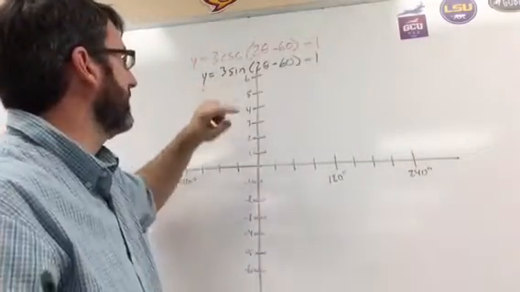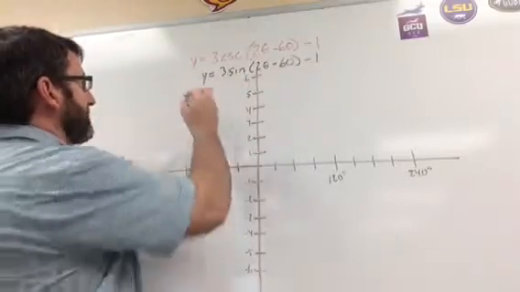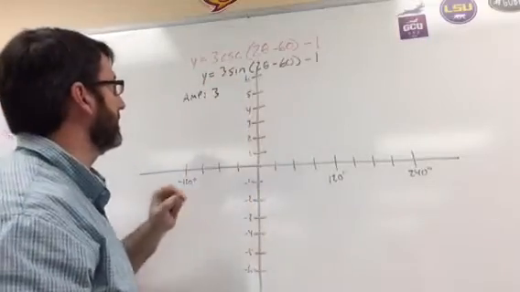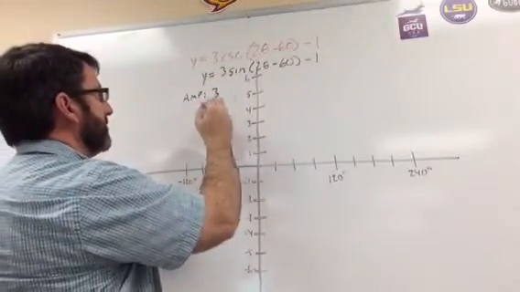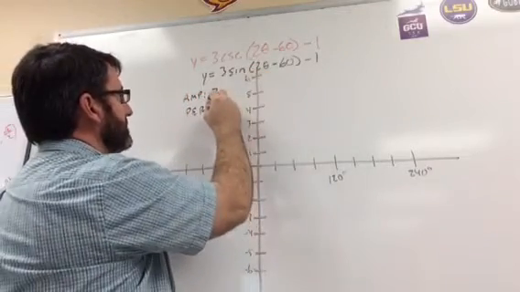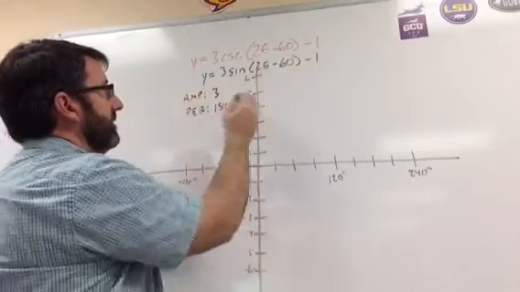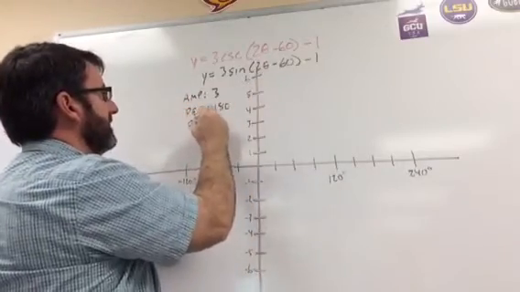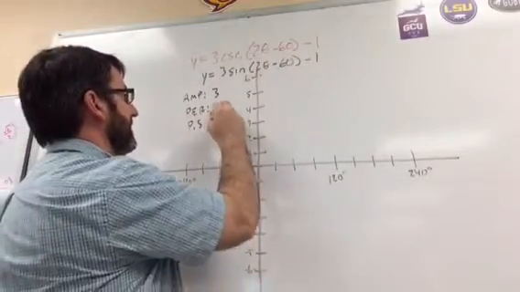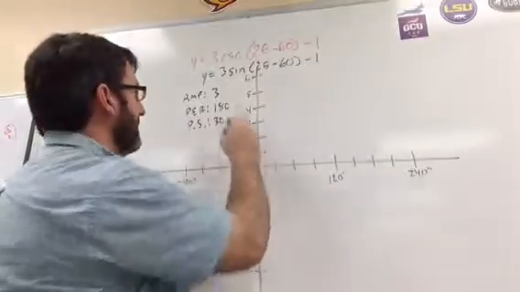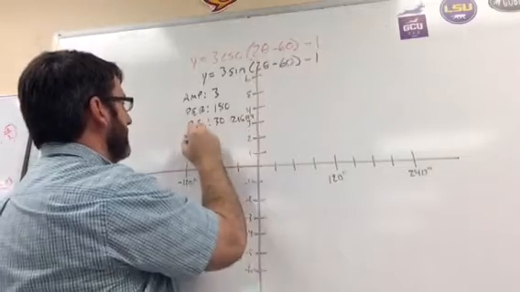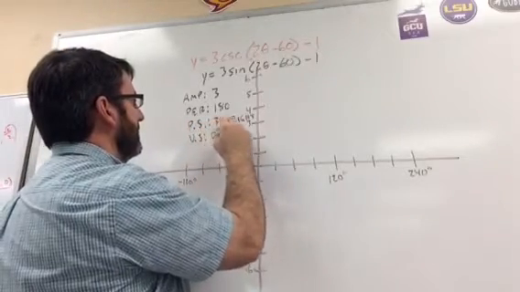So if we start off by graphing this, the amplitude of this is going to be 3. That's that number out there. The period is going to be 360 divided by 2, so 180. The phase shift is going to be 60 divided by 2, which is 30. And since we're subtracting, it's going to go to the right. And the vertical shift is going to be down 1.